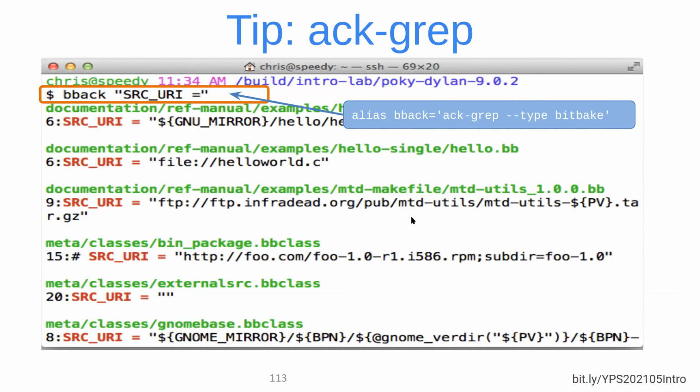So if you want to use that, alias bback is doing this, type bitbake here. We're going to look for source URI, and then you can find where it is, different versions of it. If you want to find a specific thing you're looking for, especially good for grepping through this, like MTD utils PV, you're trying to find where that is. Boom, use this bback, and it works really nice as far as that goes. And most of the time we're actually going to be searching through metadata anyway.